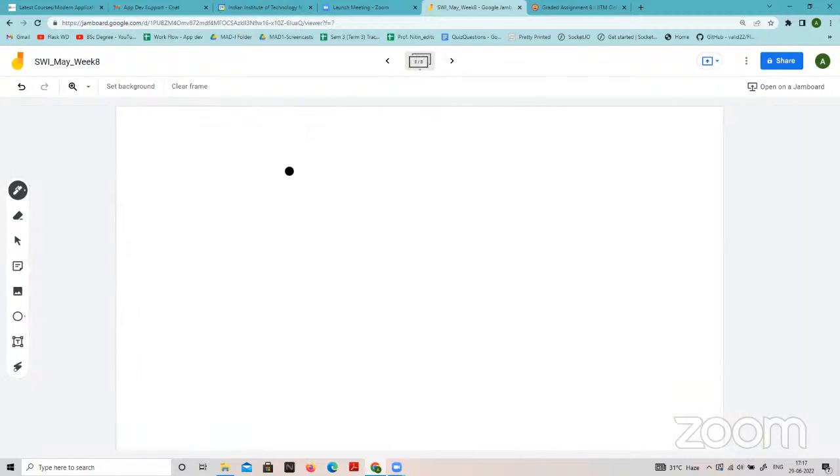I'll just get back to the new page. I'll write both the functions and equate them, just to find out the critical point. So it will be TA equals TB. Correct me if I forget the function.